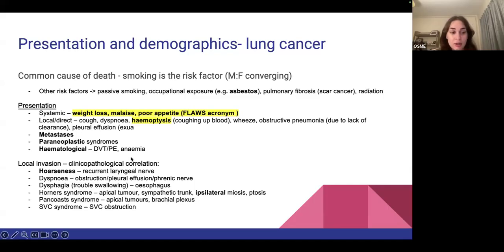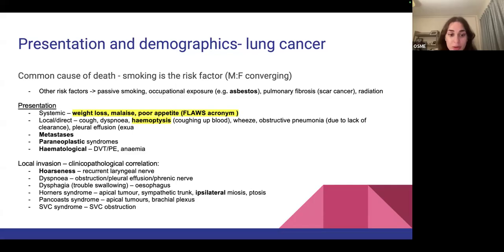Now, the lung is near loads of different structures. So they might actually present with things which aren't necessarily respiratory, but actually because there's local invasion. A key symptom that will come up in the exam will be things like hoarseness of voice, and that's because there's compression of the recurrent laryngeal nerve, which essentially its course is down and then loops back up around the esophagus, the lungs, and all of these structures. They'll also have dyspnea because there's obstruction of the phrenic nerve.